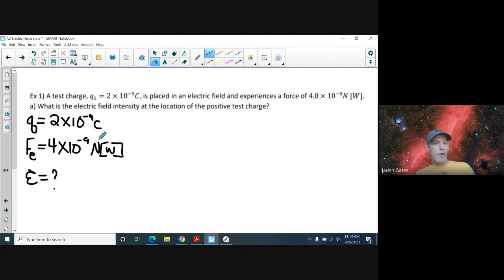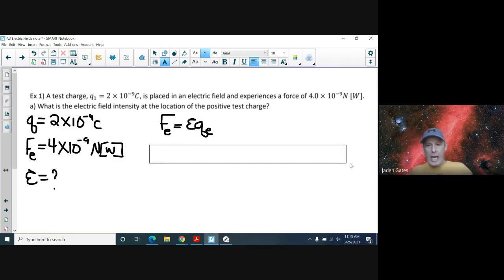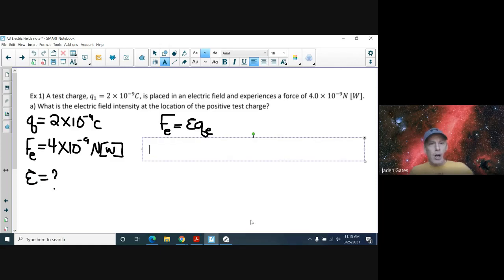So when we are looking at our formulas, I'm going to use Fe, because we're talking about an electric force being experienced. So I'm going to use Fe is equal to epsilon times, in my formula it says Q1, but I'm going to put QE. That's the charge that's experiencing the force. Now I'm going to plug in my information, and after this, I'm going to explain a little bit more what's happening. What's the situation? My Fe is 4 times 10 to the power of negative 9.